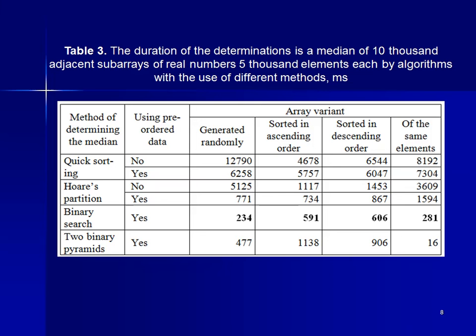For subarrays, in order to search for medians, the best variant is to use the binary inclusion, as after it, the replacement among positions of the previous and the next element is the fastest. The duration of determining the median of 10,000 subarrays of real numbers, 5,000 elements each, with the use of different methods. Let's see.